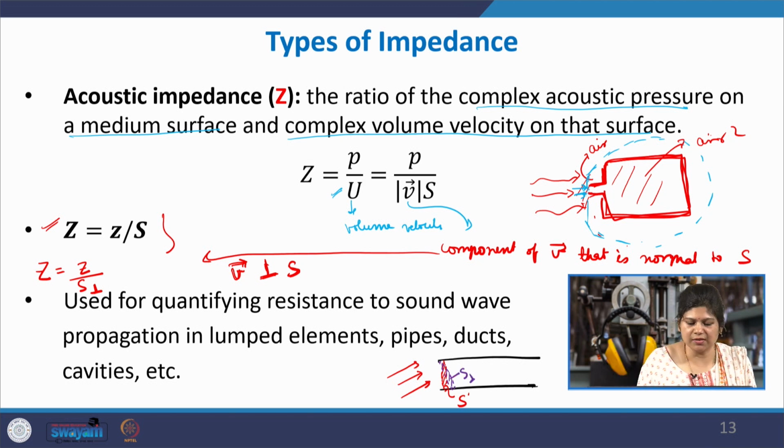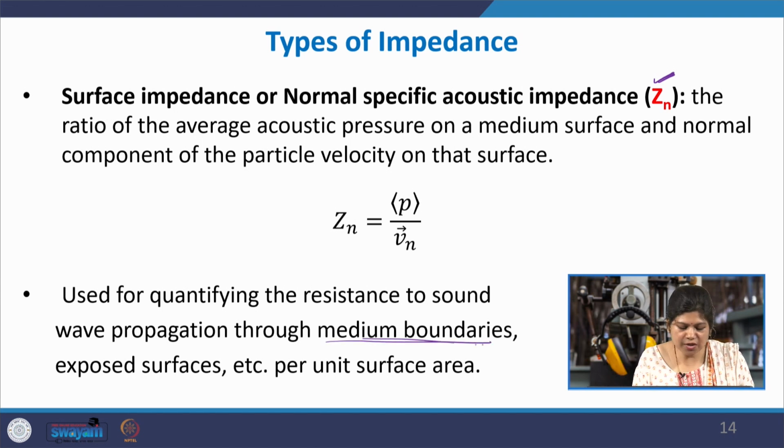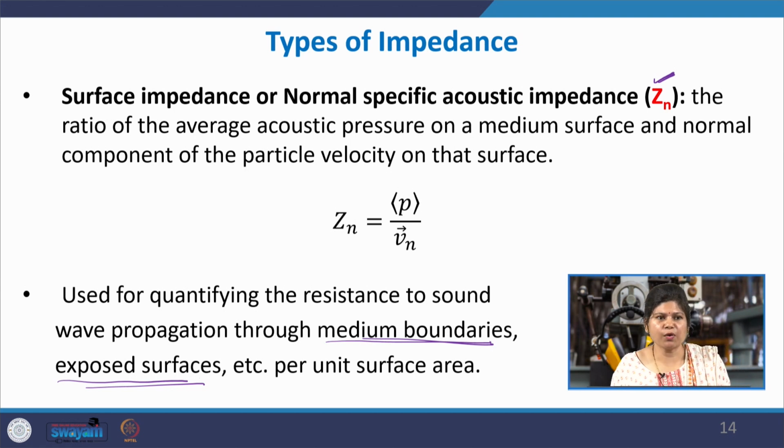So, this way you can represent it, and it is used, as I told you, for quantifying the resistance of various elements, pipes, ducts, cavities, etc. Then there is another thing called surface impedance or normal specific acoustic impedance, Zn. What is Zn? It is the ratio of the average acoustic pressure on a medium surface to the normal component of the particle velocity on that surface. Now, this is the term used for quantifying the resistance offered by a medium boundary. So, for various medium boundaries, various kinds of exposed surfaces, we want to know the impedance because of this exposed surface, and we can use this terminology.